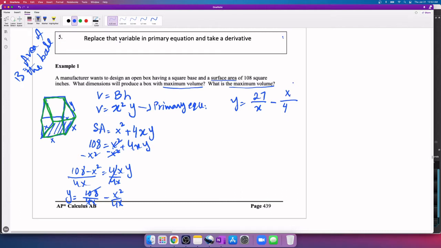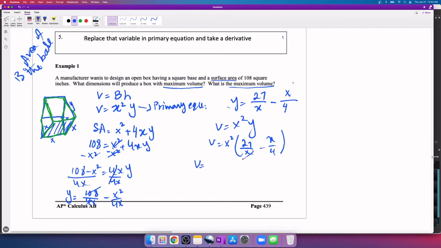Now, replace that variable, this y variable, in the primary equation, which is right here, and take a derivative. So my primary equation is V equals x squared y, and I'm going to replace this y with the equation that we have, 27 over x minus x over 4. I got that. Now simplify further because it's going to be quotient rule and product rule when we take a derivative. So let's see if we can distribute.